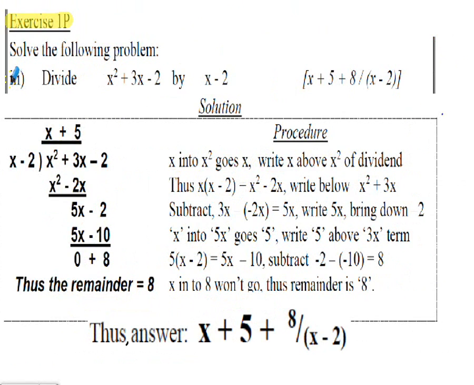Exercise 1p, part 3, solution. We're asked to divide x squared plus 3x minus 2 by x minus 2. So writing in division format, we've got x squared plus 3x minus 2 divided by x minus 2.